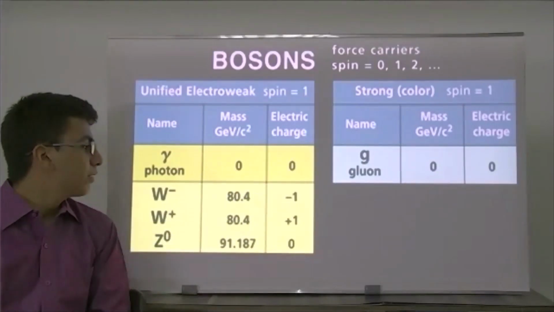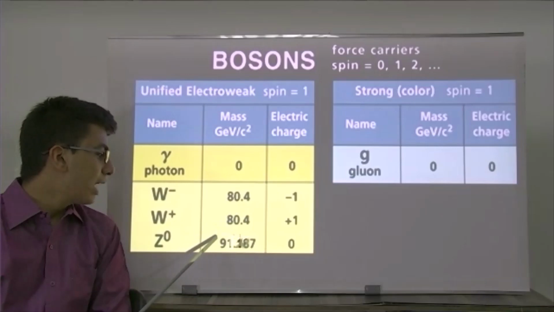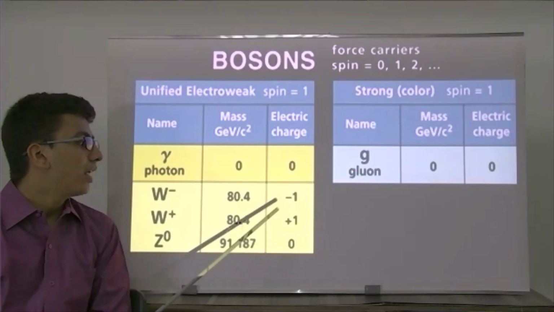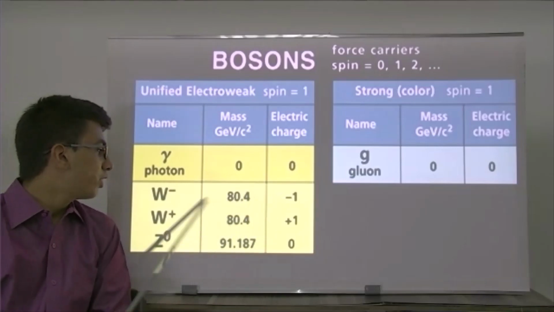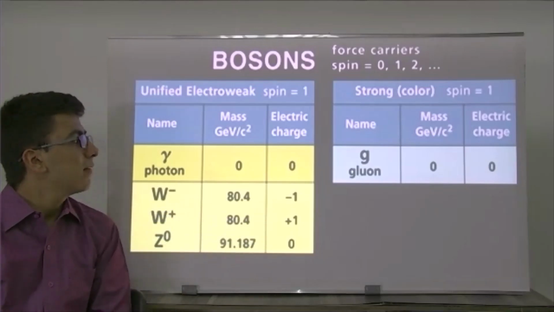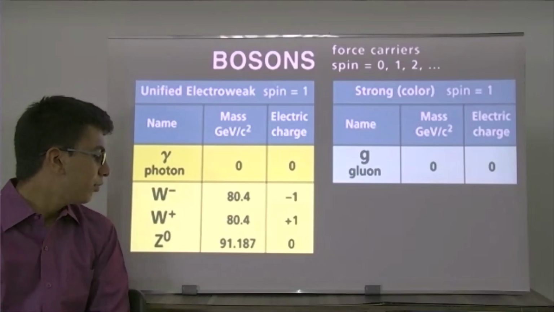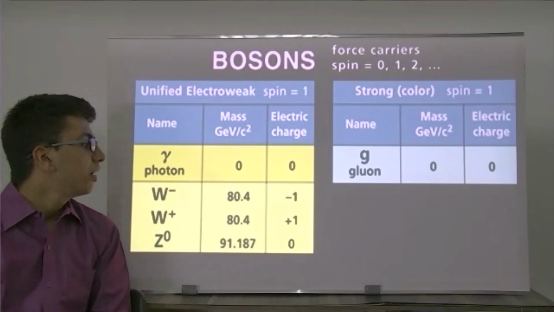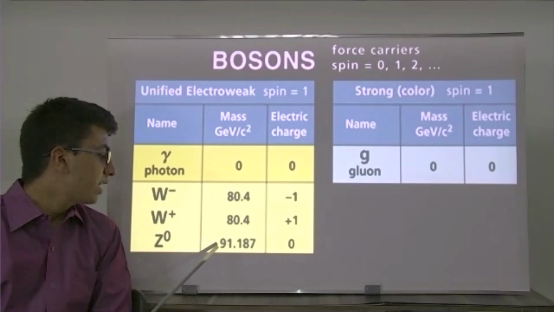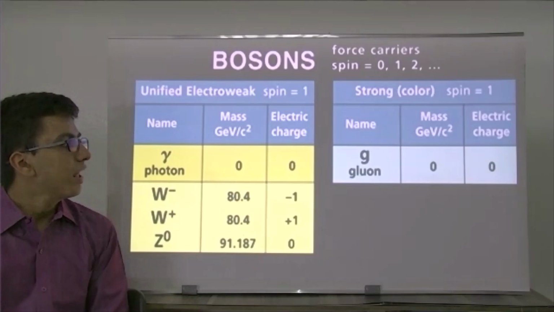And then we have the W and Z bosons with masses of 80.4 and 91 respectively, and then a charge of -1 for the W minus and charge of +1 for the W plus boson. And they all have spin of 1. And then we have the Z boson, which has a charge of 0 and it has a mass of 91 giga electron volts. And then we have the gluon.